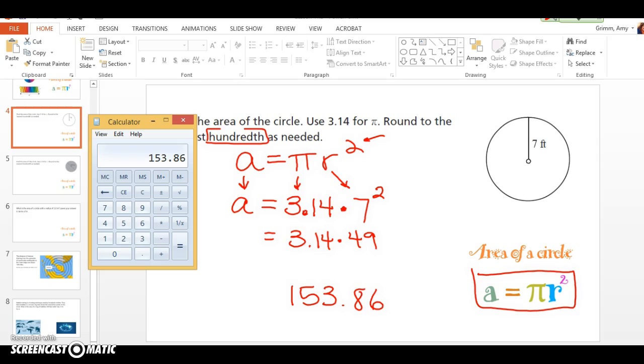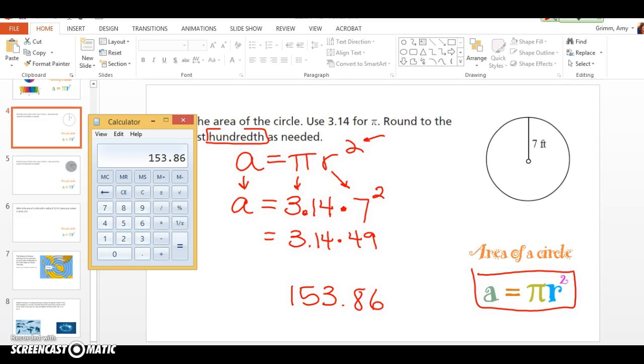So if I rounded to the nearest hundredth, what were our place values from yesterday? Tenths, hundredths, thousandths. So I am in the hundredths with the 6. And does anybody know what my units would be? Because units is going to change here a little bit. Isabel? Feet squared, okay?